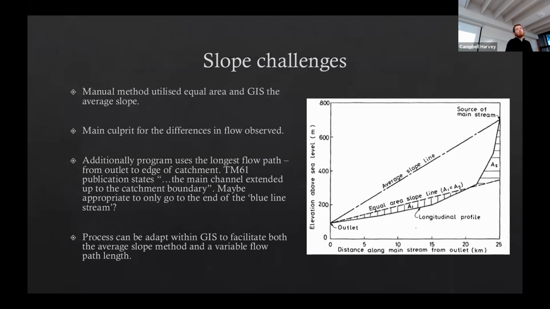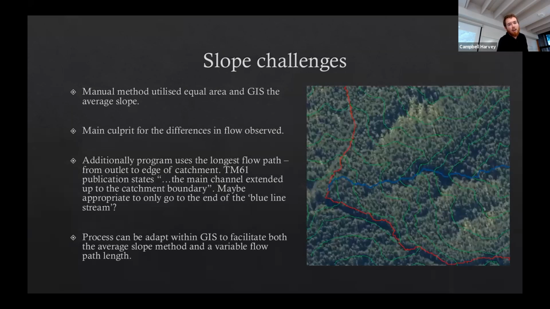The main cause of this difference was attributed to the channel slope. The manual method utilized the equal area and the GIS used the average slope. And this was the main culprit for the difference in the flow values. As you can see in the figure, the equal area method produces a lower slope estimate and the average slope produces a higher one. Additionally, the program uses the longest flow path from the outlet to the edge of the catchment. I use this definition based on the TM61 statement included there.